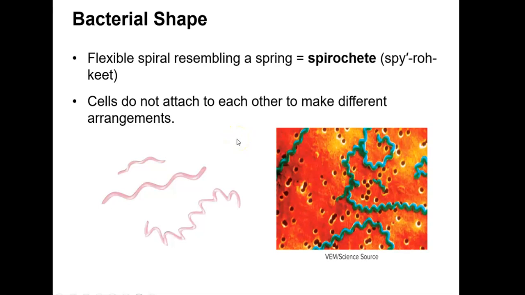And spirochetes tend to occur just by themselves, just a single cell. They don't tend to attach and make different types of arrangements for the spirochetes. So as you can see, these bacteria form a wide variety of different shapes. So we have the cocci, the bacilli, the spirilla, the vibrio, and spirochetes.